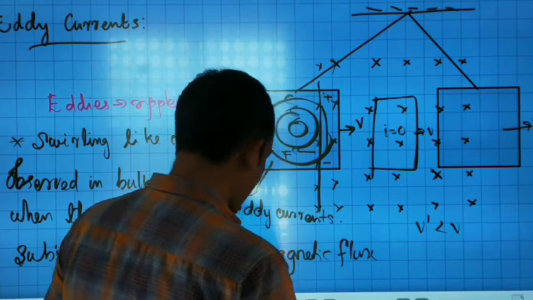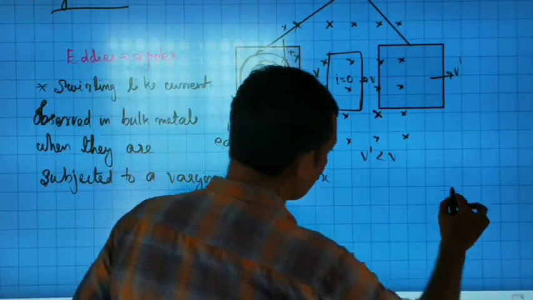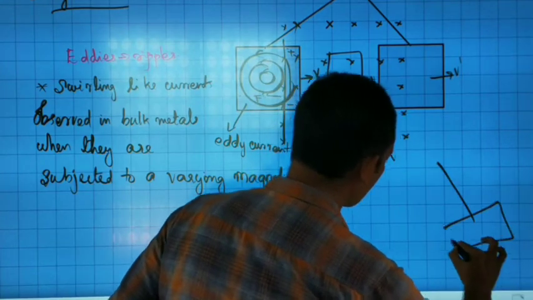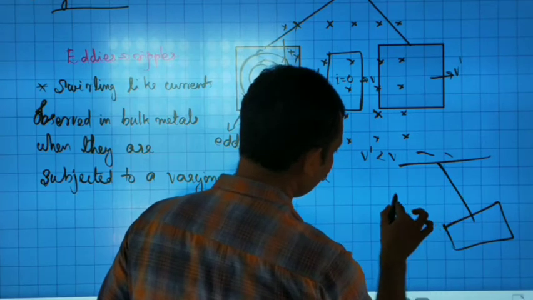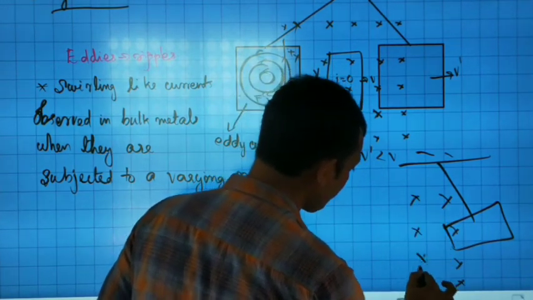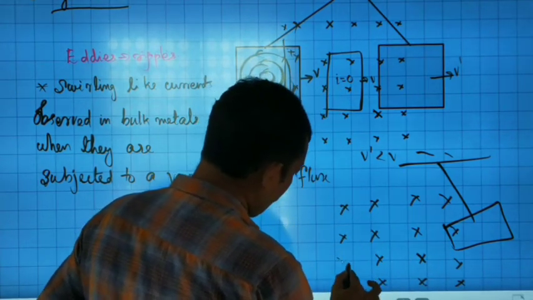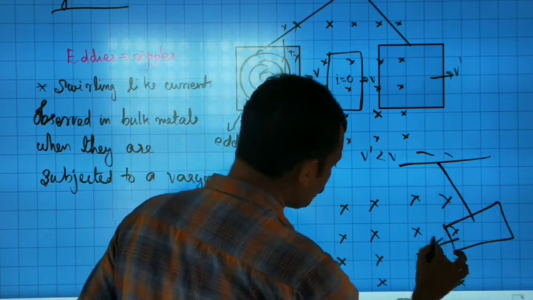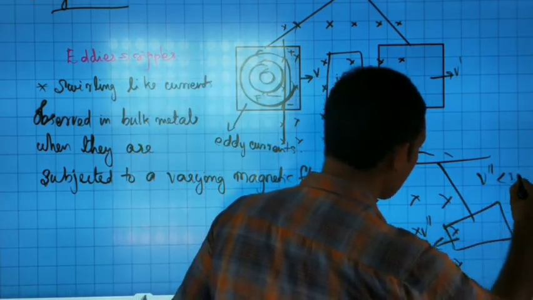Now I can say here V dash is going to be less than V. Now, the same plate will go to the other extreme position and it will come back into the field. But this time we will have a velocity V double dash. Clearly V double dash is going to be less than V.